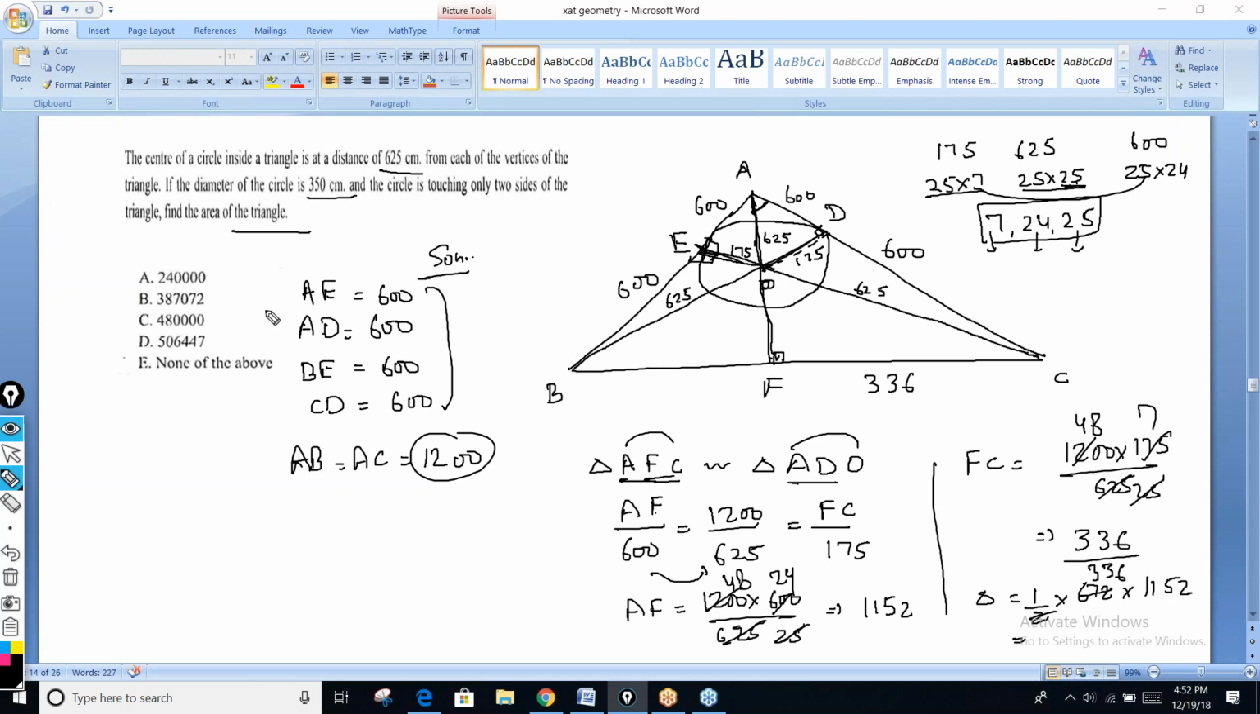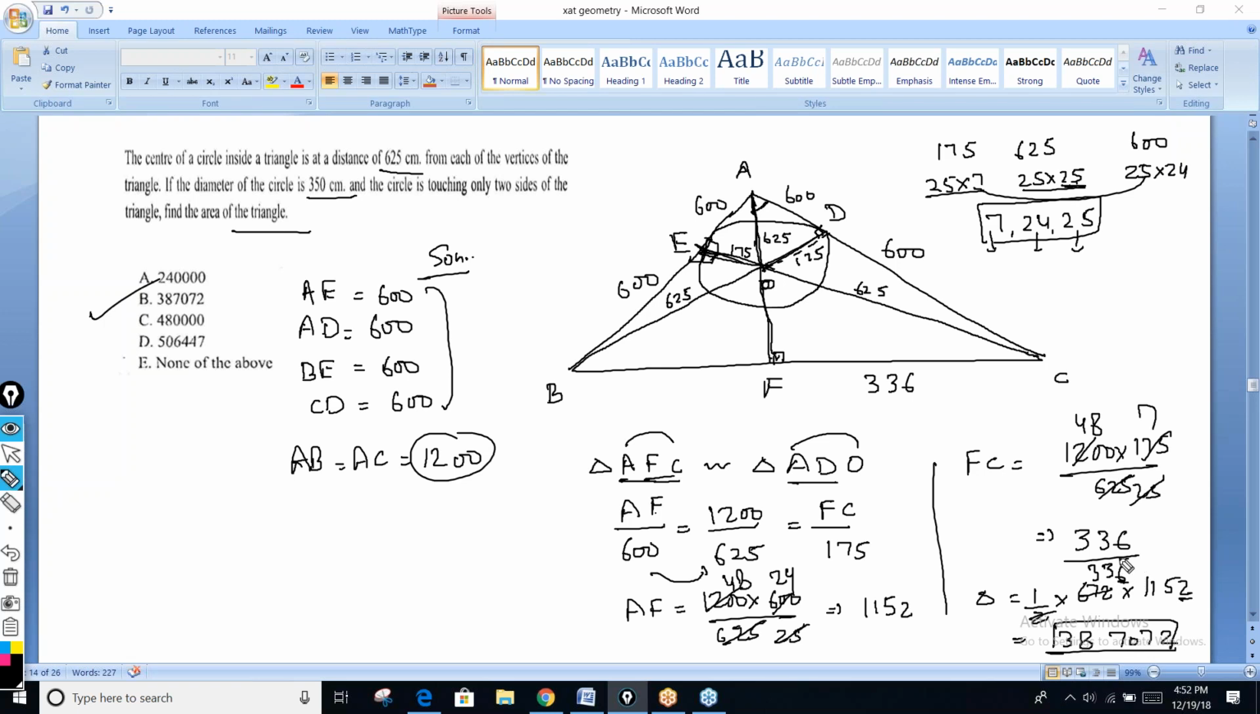And none of these options are given as well. But if I go with the unit digit, I'll go with this answer. Answer is 387072. But still, you can multiply and check yourself. Right now, I'm not multiplying it, I'm just marking it. Otherwise, you can check with the digit sum also if you know the digit sum rule.